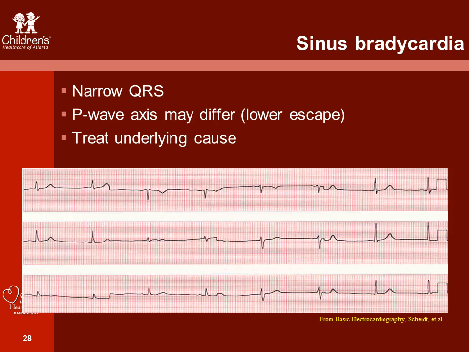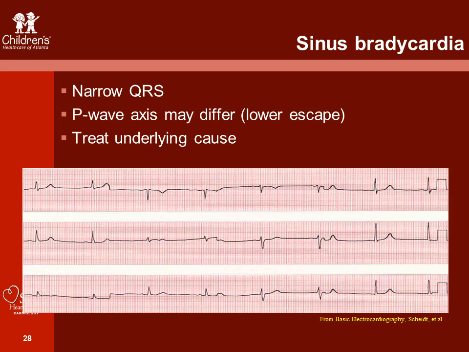Sinus bradycardia, again, it's a narrow QRS complex, meaning it's originating from the atrium. Sometimes we will actually have a different P wave. If the intrinsic sinoatrial nodal rate is slower than an escape rate, meaning a separate area of the heart that will be able to generate its own electrical impulse, then that separate area will take over.